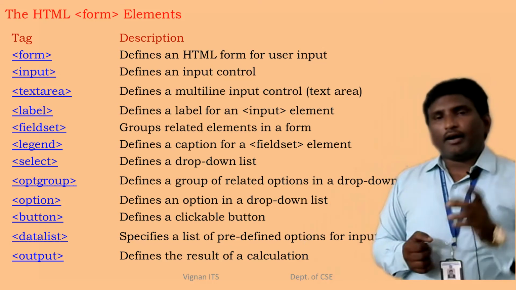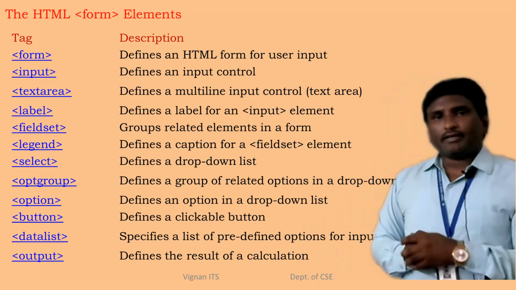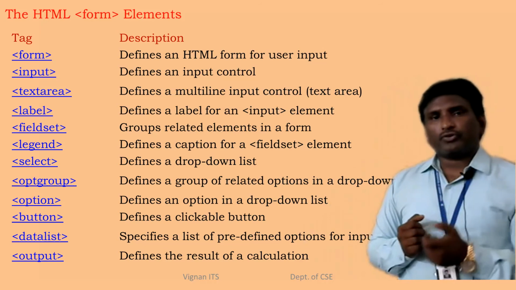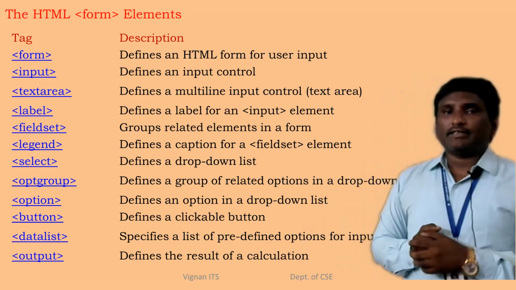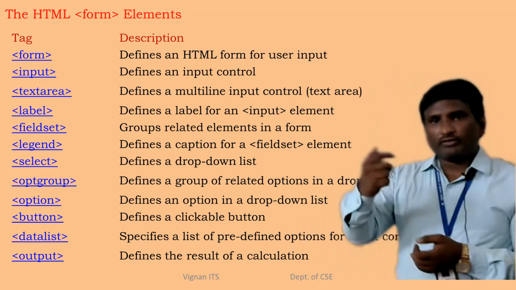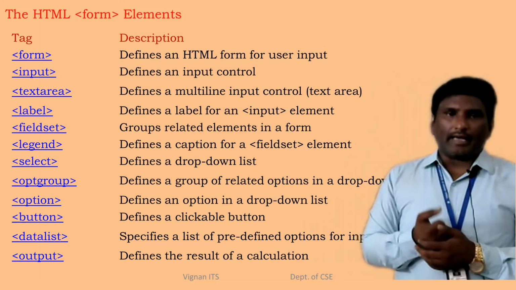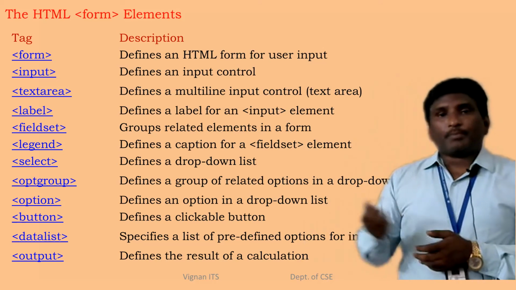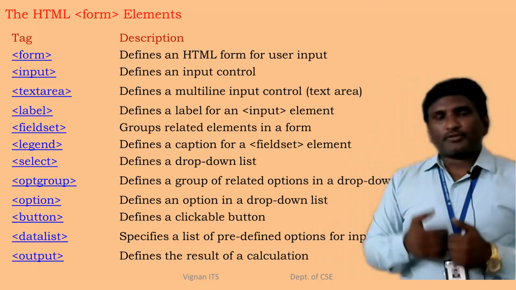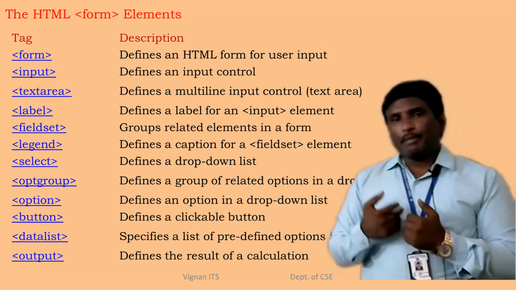The label element, which we already discussed, defines a label for an input element. Fieldset groups related elements in the form. Select defines a drop-down list, so if one item needs to be selected from a drop-down list, for that purpose we go for the select tag. Optgroup defines a group of related options in a drop-down, option defines the options in the drop-down list, and button defines a clickable button.